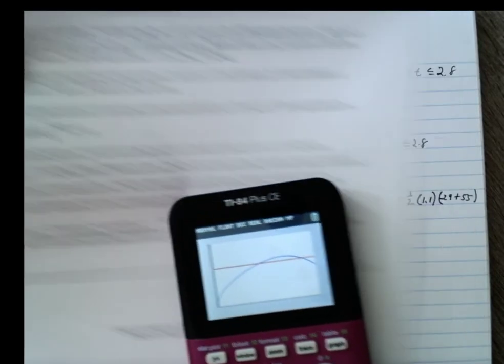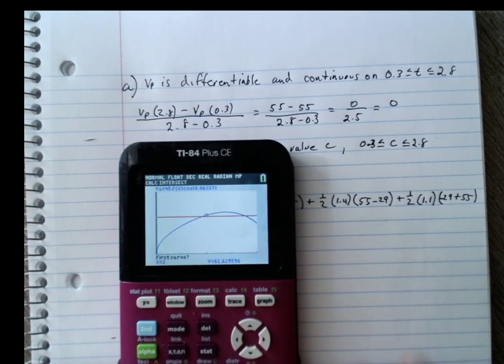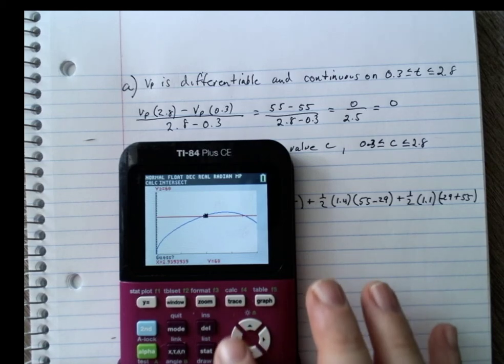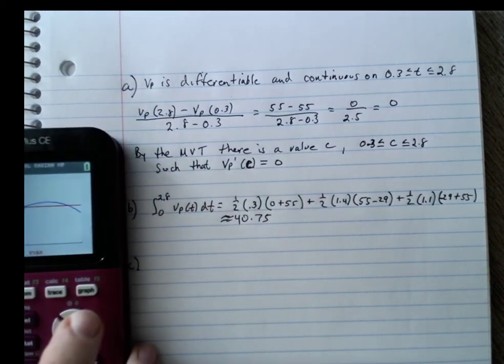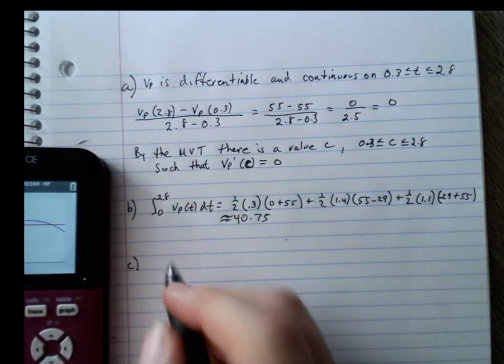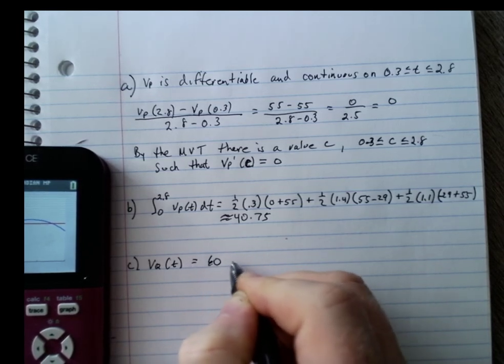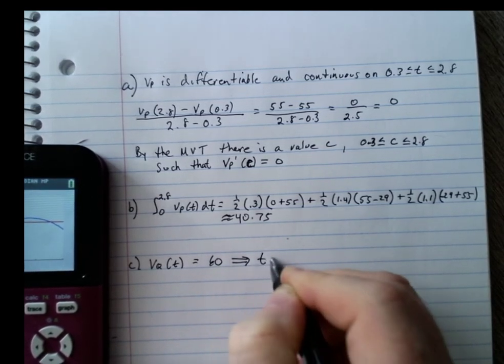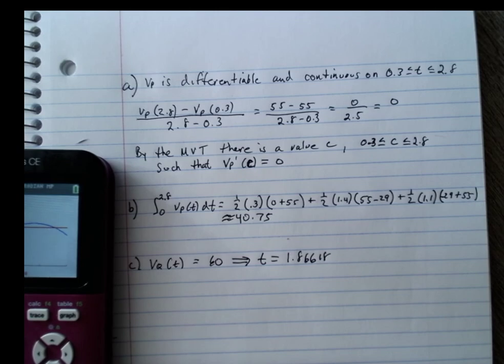The first thing I'm going to do is second calc, option 5. I'm on the blue curve, enter. I'm on the red curve, enter. Then I move my cursor close to my guess, and it's going to tell me that it intersects at 1.8661815, blah, blah, blah. So the first thing I'm going to do is write down VQ of t is equal to 60 when t is equal to 1.86618.